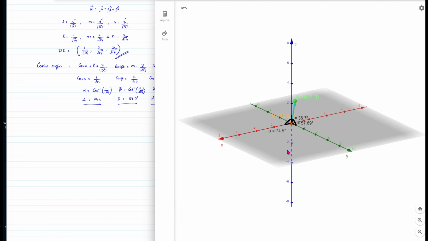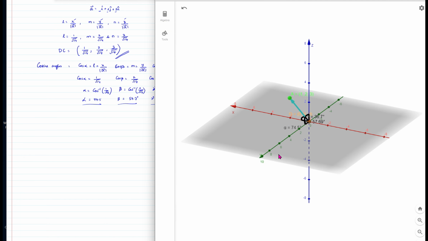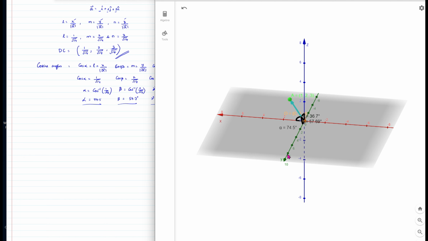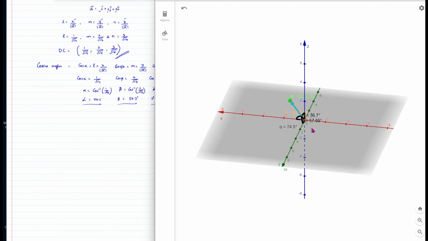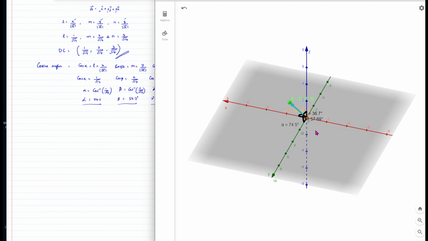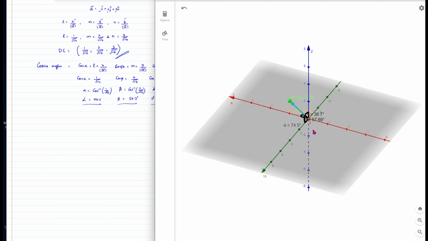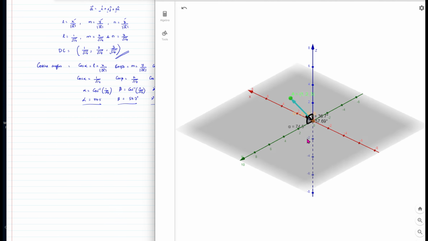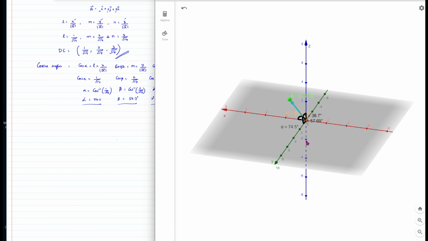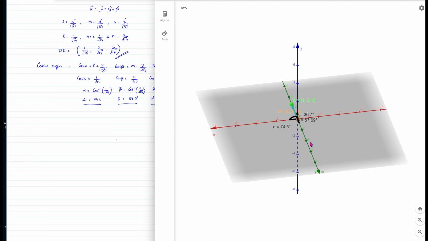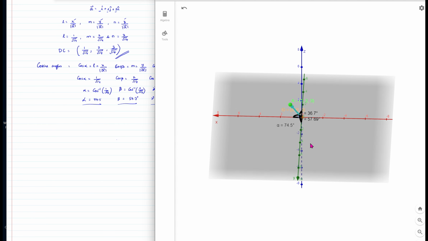The green one is the y-axis. From there until this vector, you're getting an angle of 57.69, which is basically 57.7 degrees. That is the value of beta we got, and for the z-axis it is 36.7.